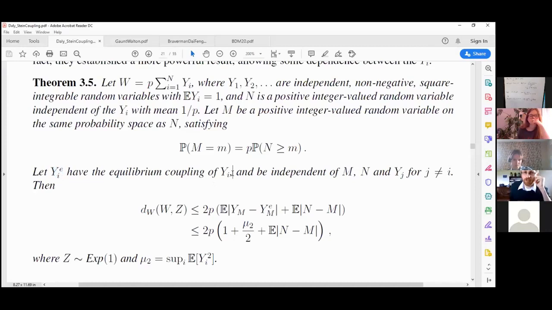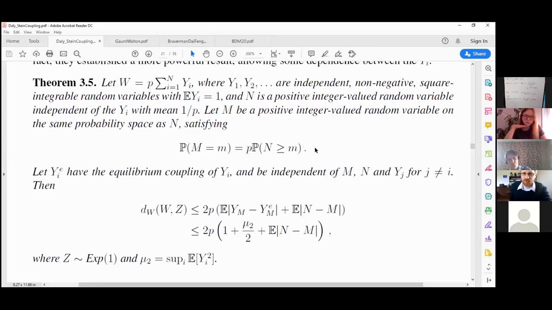We're also going to define a transformation of this random variable n that I've got here. So we'll define a new random variable m. This is easier to see in writing than in speaking over Zoom, where n's and m's can sound quite similar. But anyway, I'm going to define this random variable m just as essentially a discrete version of the equilibrium coupling of my n that I started with.